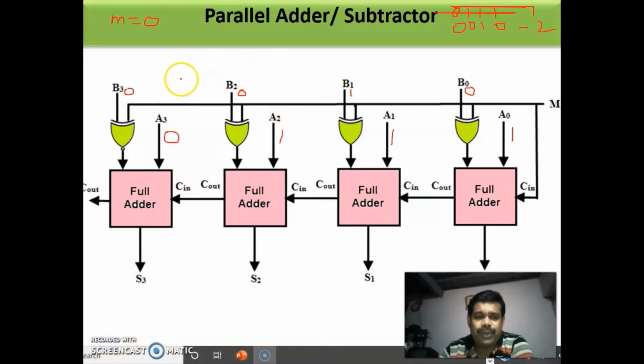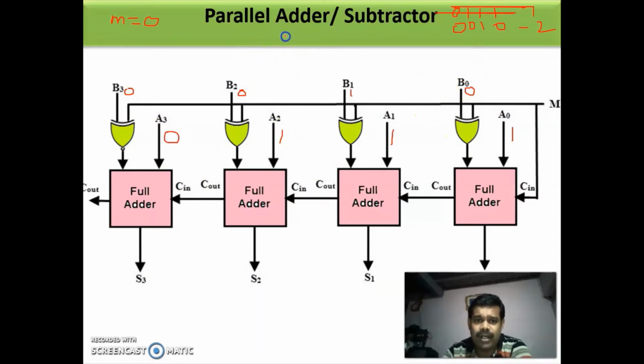Now we are going to take an example and see the operation of the circuit. I am taking two numbers, A is equal to 7, that is 0 1 1 1, and B is equal to 0 0 1 0, that is 2. I am giving the 7 to A and 2 to B. First I am considering M is equal to 0.